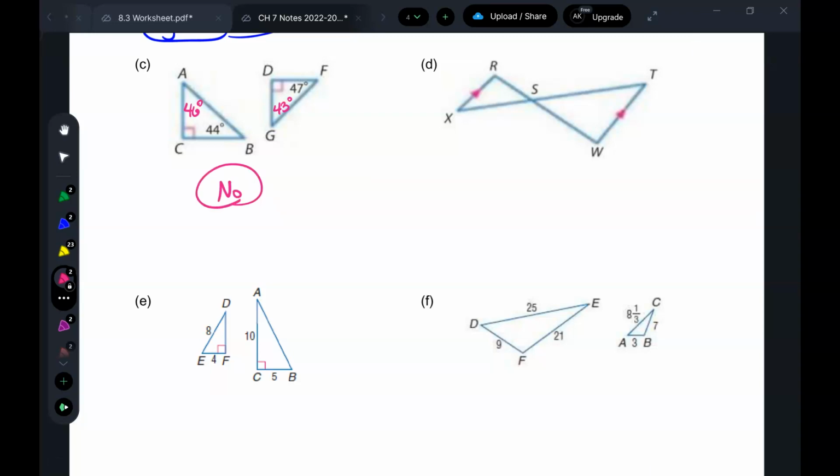Do we have enough information? Do you have 2 matching angles? Yeah, you have 2 right angles, 90. That's only one matching angle. You need 2 pairs. Disregard what I said.